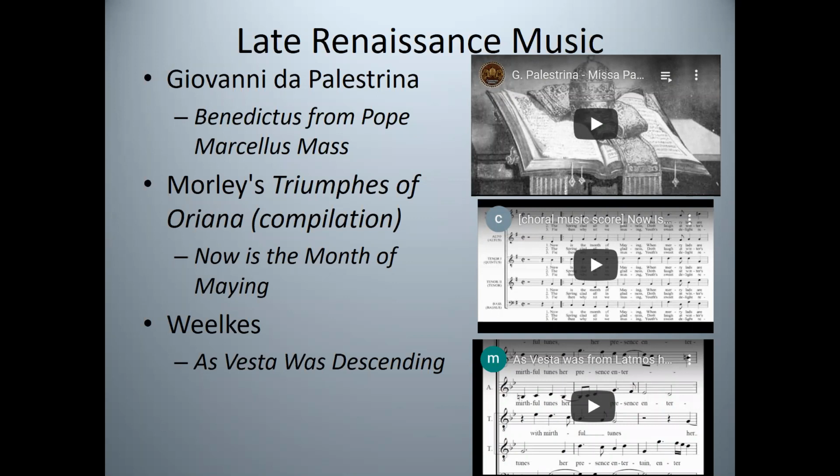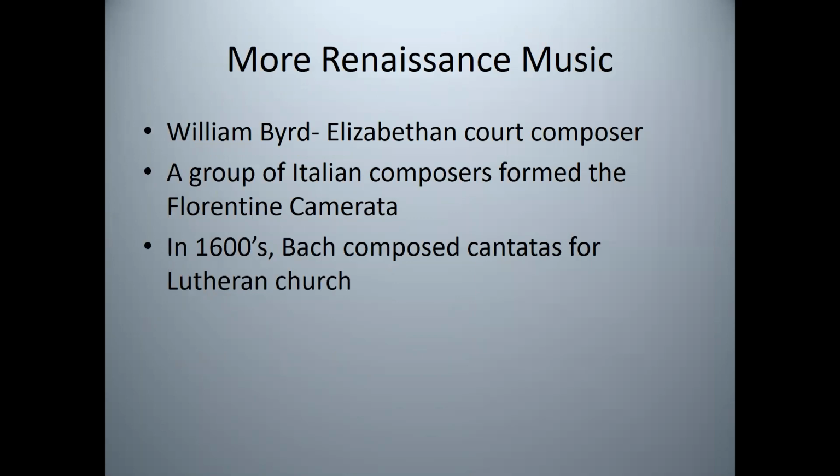Thomas Morley's compositions were more secular, such as this madrigal, Now is the Month of Maying, from the compilation Triumphs of Oriana. Thomas Wilkes composed the madrigal As Vesta Was Descending to honor Queen Elizabeth. William Byrd was another Elizabethan court composer. A group of Italian composers formed the Florentine Camerata, drawing inspiration from the ancient Greeks and inspiring the development of opera. In the 1600s, J.S. Bach composed 300 cantatas, short choral works, for the Lutheran Church to replace the traditional Latin masses that were sung in Roman Catholic churches.